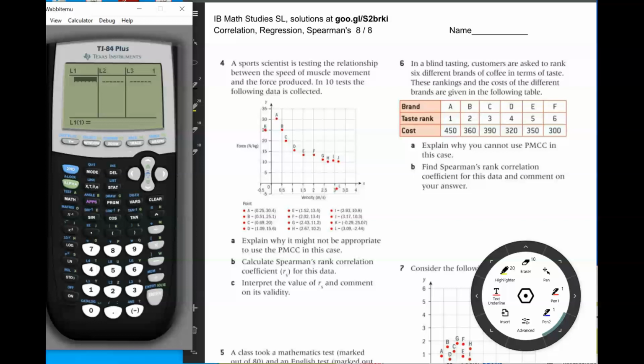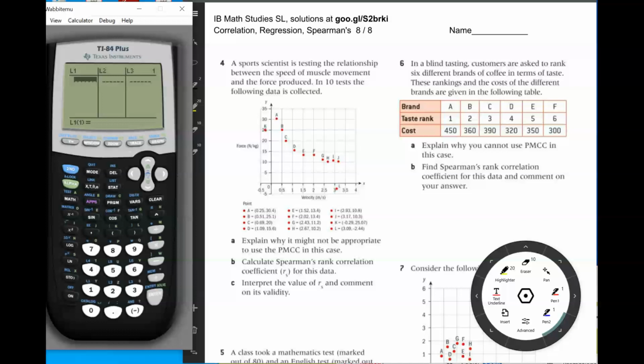Hello, here's page 8 of the experiments, and we're starting with number 4. A sports scientist is testing the relationship between speed of muscle movement and the force produced. In 10 tests, the following data is collected.